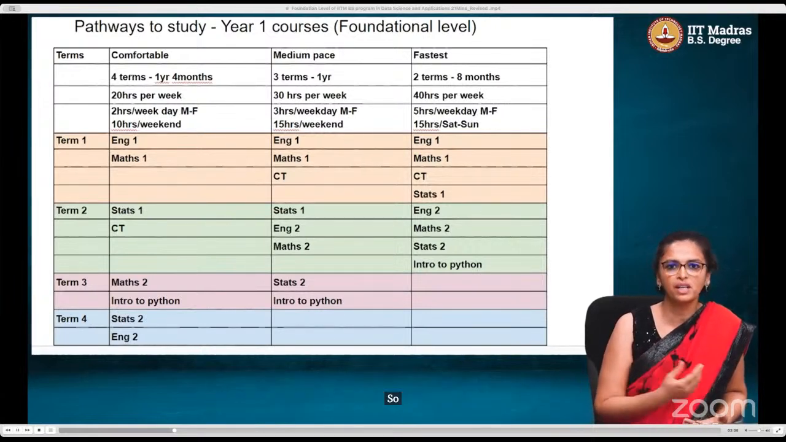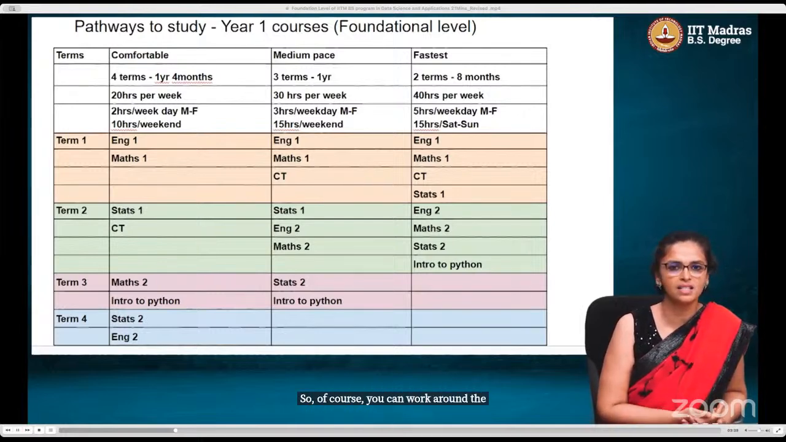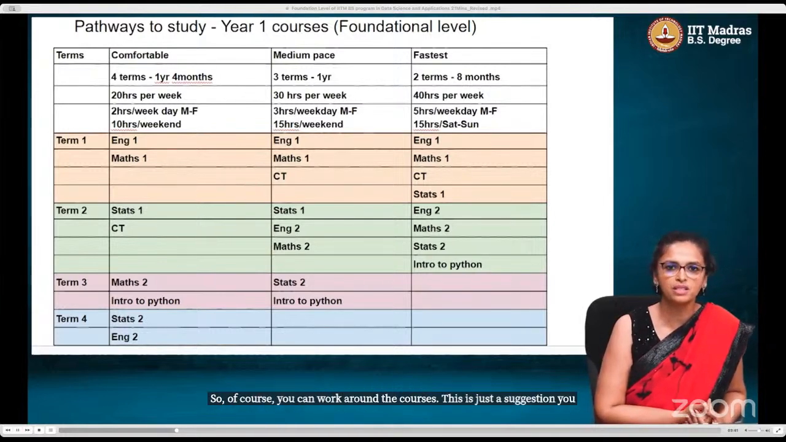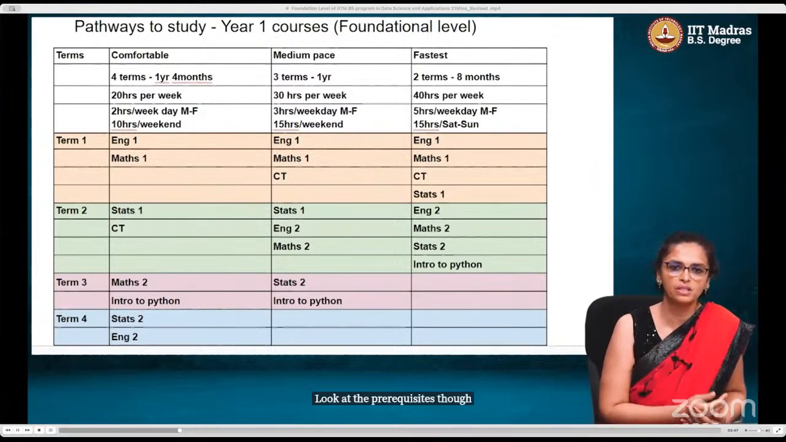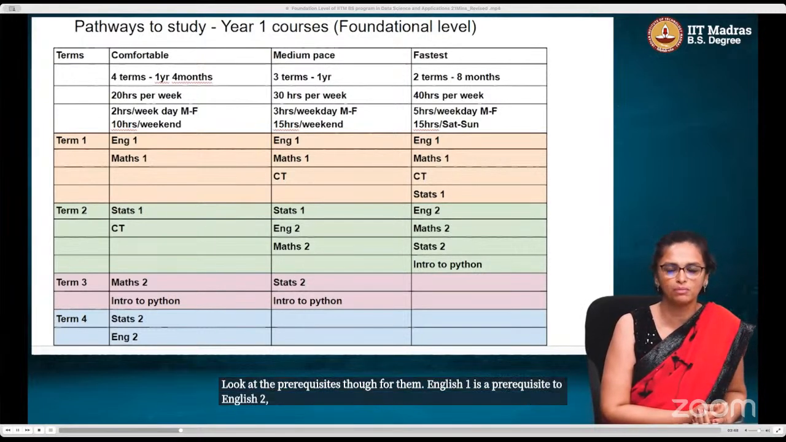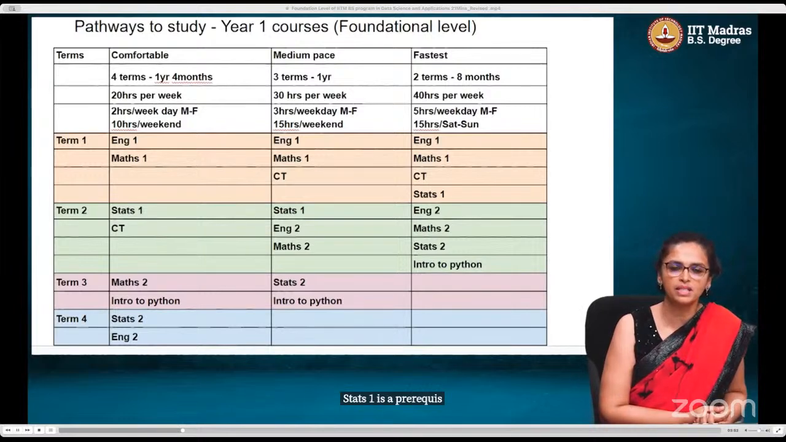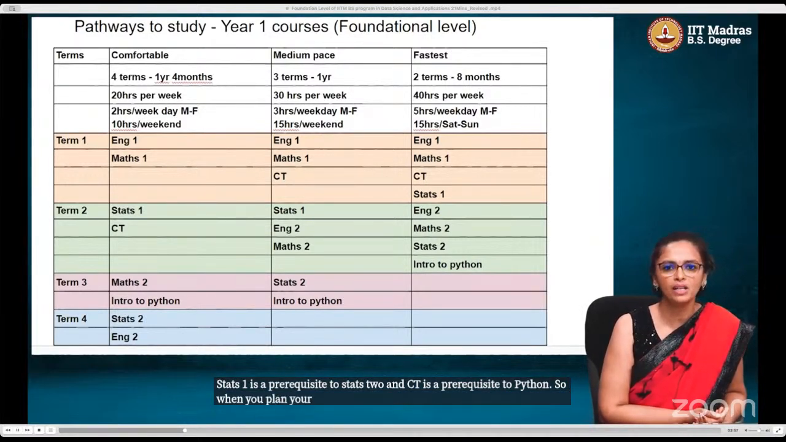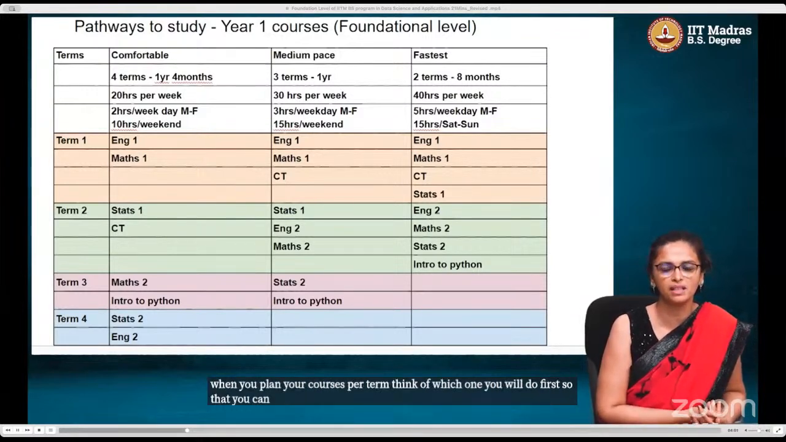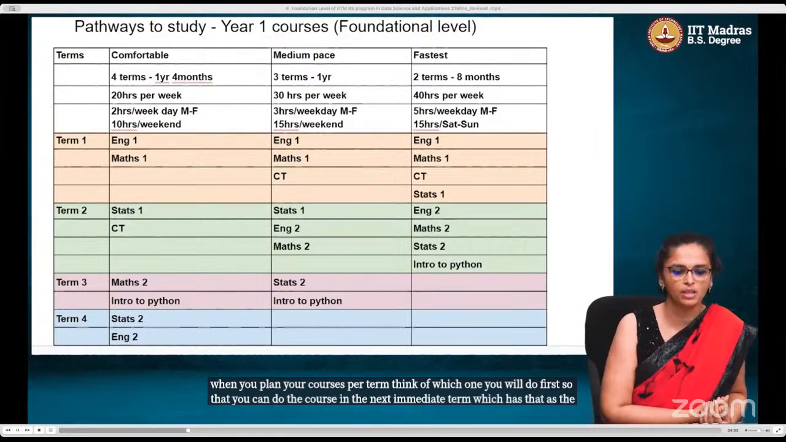So, of course, you can work around the courses. This is just our suggestion. You can work around what courses exactly you want to do in each term. Look at the prerequisites though. English 1 is a prerequisite to English 2, Maths 1 is a prerequisite to Maths 2, Stats 1 is a prerequisite to Stats 2, and CT is a prerequisite to Python. So when you plan your courses per term, think of which one you will do first so that you can do the course in the next immediate term which has that as the prerequisite.